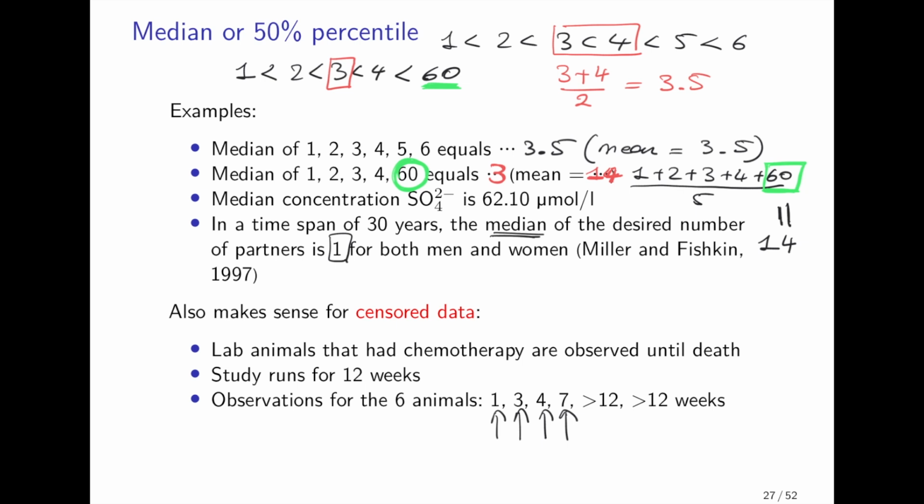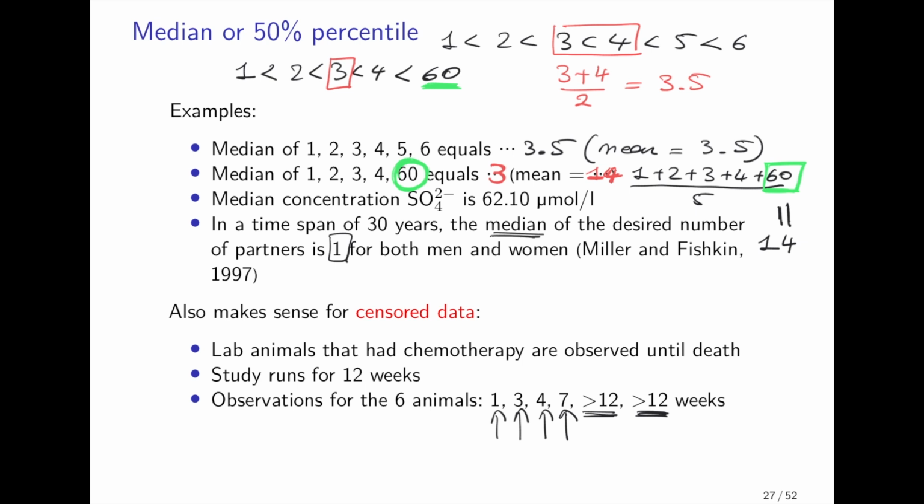Then we cannot write down what their lifetime would be because our study stops after 12 weeks. The only thing that we can say is that their lifetime is bigger than 12 weeks. So in this case, we have to record lifetime bigger than 12, bigger than 12. This is censored data. We don't know the exact lifetime of the lab animal.